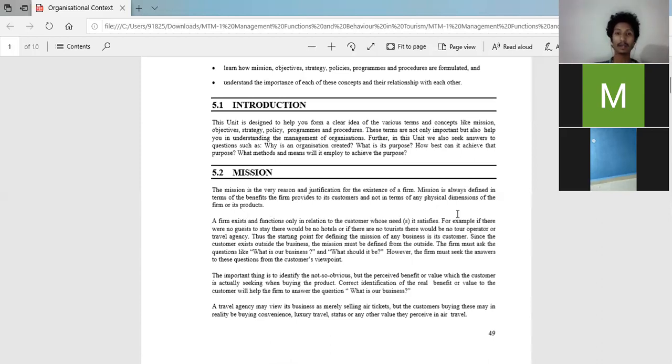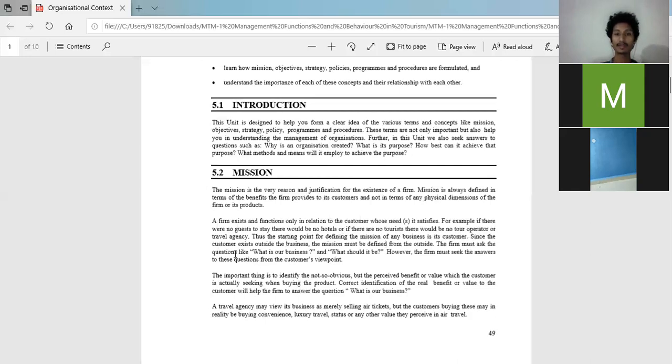The book has given the example of a hotel. A firm exists and functions only in relation to the customer whose needs are satisfied. For example, if there were no guests to stay, there would be no hotels. Or if there are no tourists, there would be no tour operator or travel agency. Thus the starting point for defining the mission of any business is its customer.